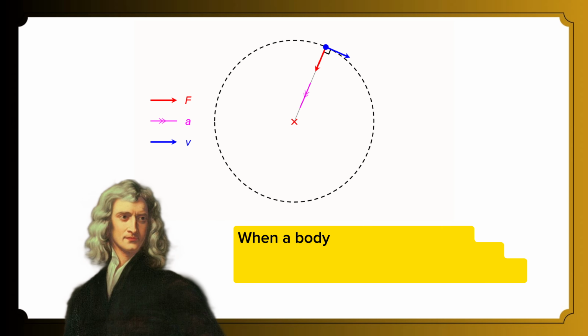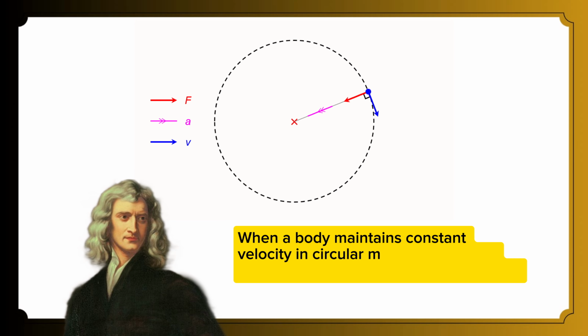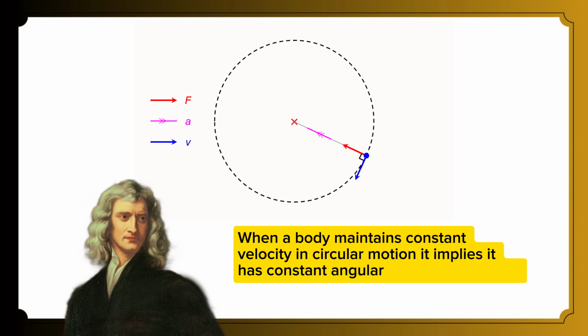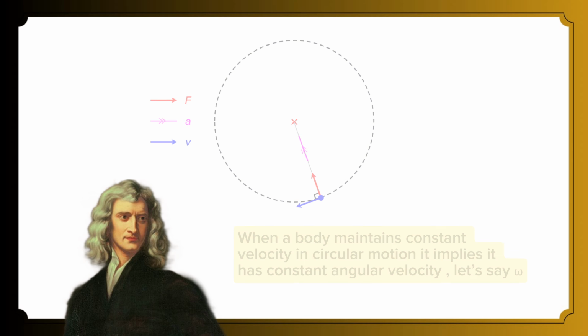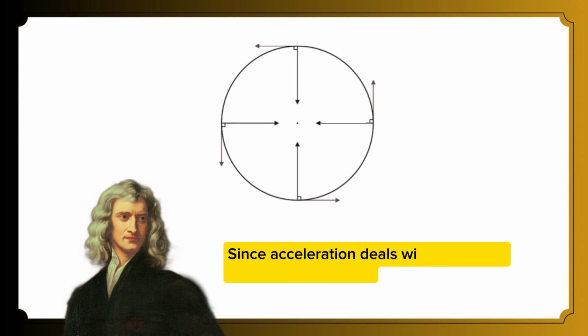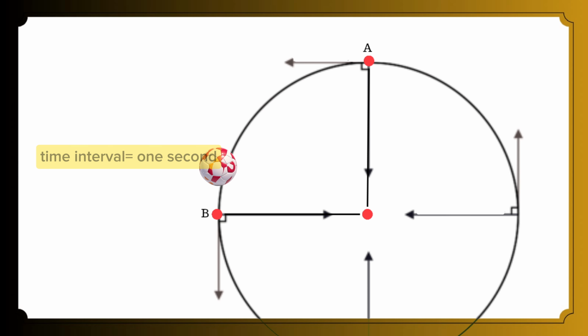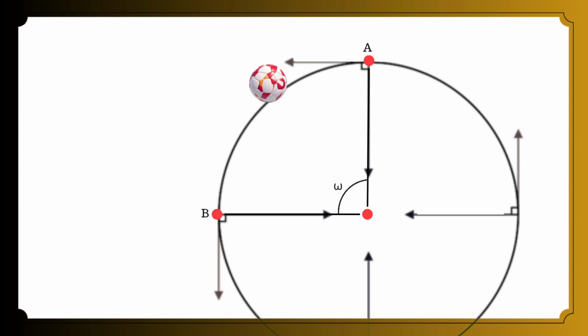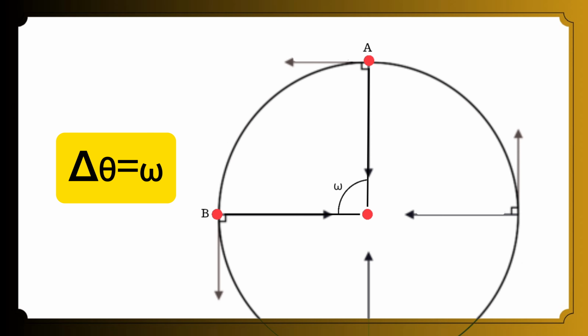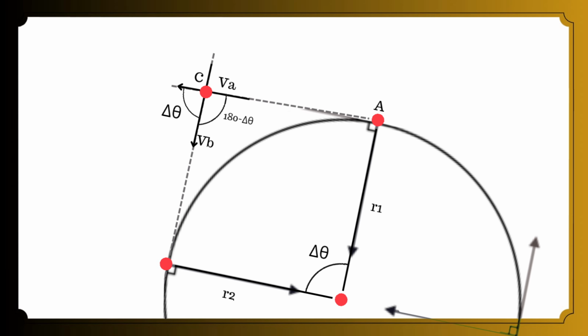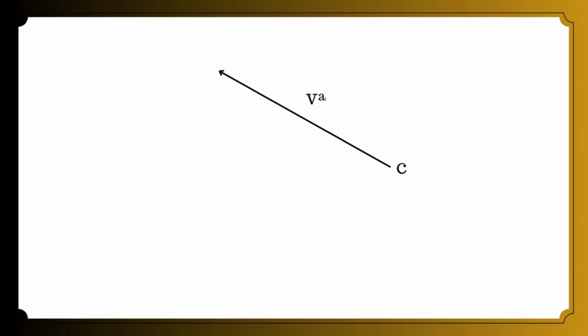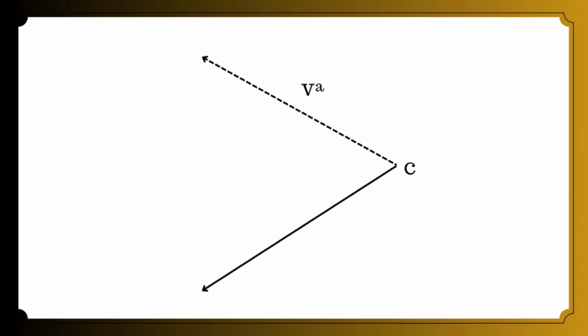When a body maintains constant velocity in circular motion, it implies it has constant angular velocity, let's say omega. Since acceleration deals with change in velocity per unit time, let us assume the time interval for the ball to travel from A to B to be 1 second. This further tells us that the angle swept by the ball in 1 second is nothing but delta theta, equal to omega.